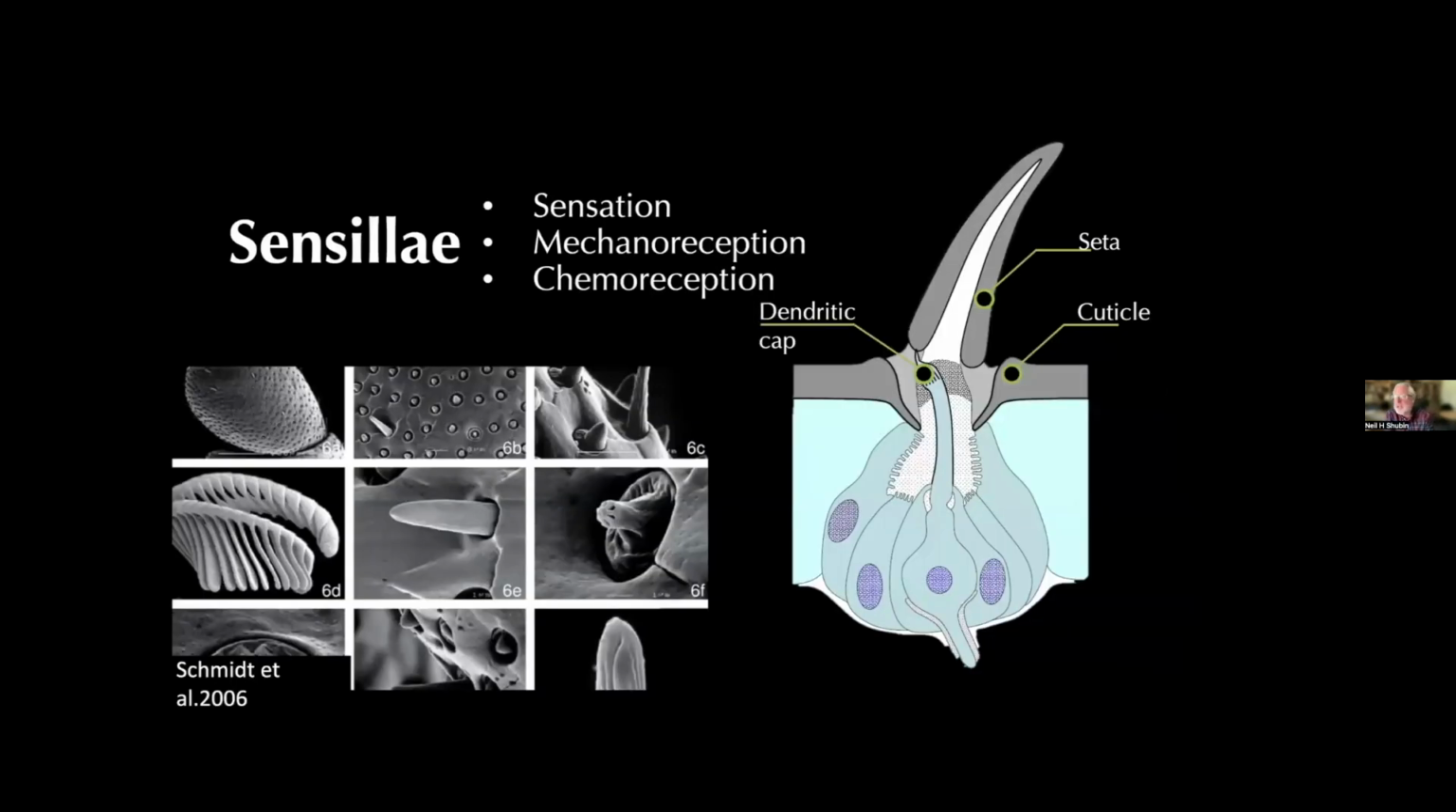Well, it turns out these are sensory structures. These structures are connected to what are called sensillae. They function in sensation, mechanoreception, chemoreception. What they are is a series of tubules that connect to the outside. Some of them connect to a little hair, which is a sensory structure. So we decided to look.